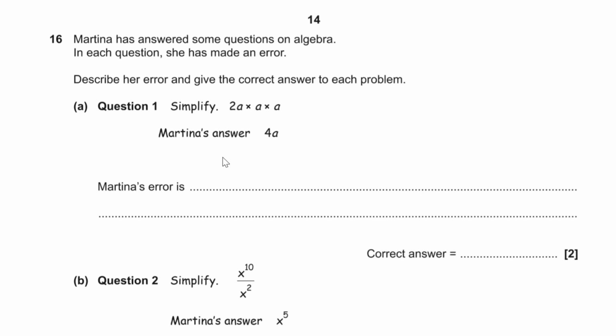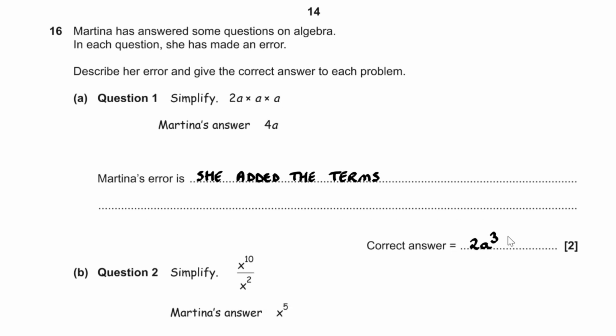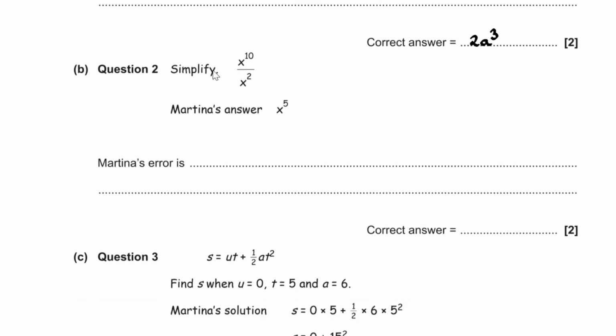Well, over here, what she did was she added the terms. And you can see that 2a plus a is 4a, which we weren't supposed to do with timesing. And therefore, the correct answer here is, well, we've got the 2, and then we've got a times a, which is just a cubed. So that's the correct answer. And then we have to simplify x to the 10 divided by x squared. She got x to the 5.